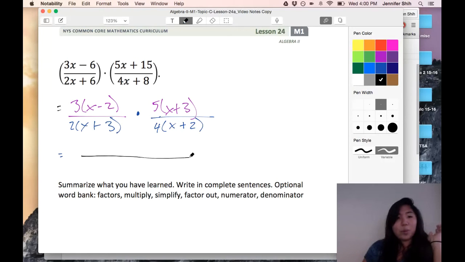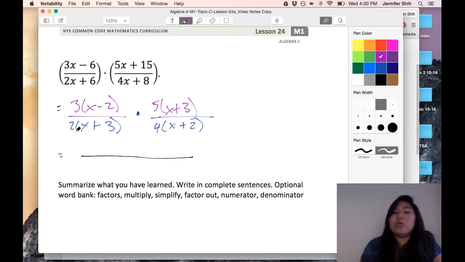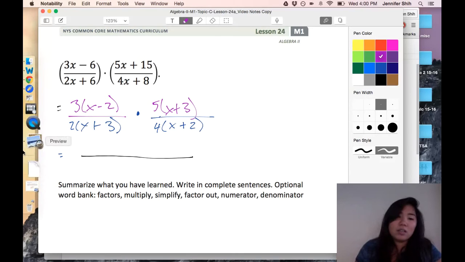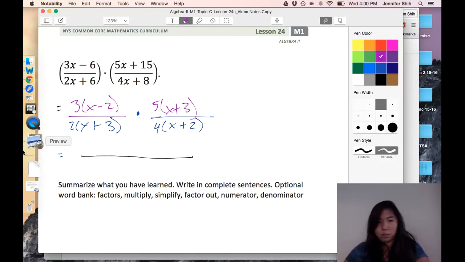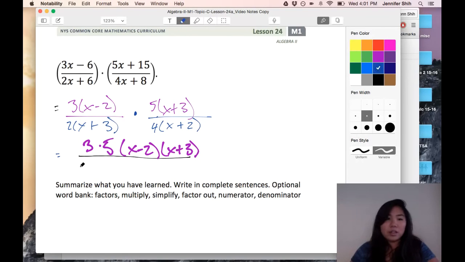So I'm going to draw a big bar now, and I'm going to multiply across, which means I'm basically going to smush all the factors together. But I'm going to rewrite my numbers first, my integers first, and then I'm going to write the binomial factors afterwards, ones in parentheses. Okay. 3 times 5, and now I have x minus 2 and x plus 3. So that's still my numerator, and this is still my denominator.